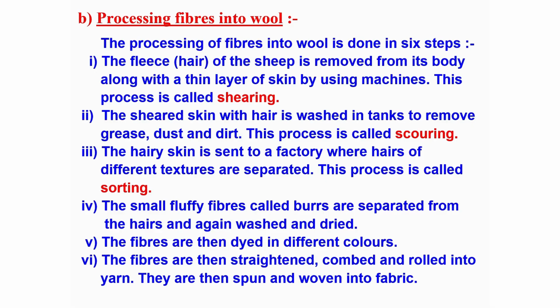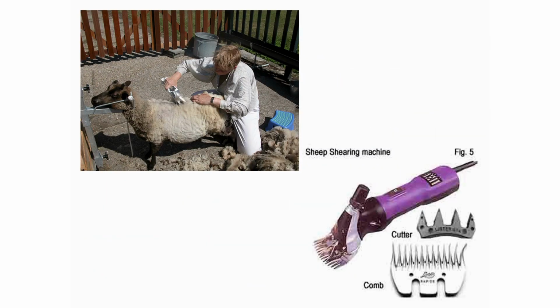The hairy skin is then sent to a factory where hairs of different textures are separated. This process is called sorting. The small fluffy fibers called burrs are separated from the hairs and again washed and dried. The fibers are then dyed in different colors. The fibers are then straightened, combed, and rolled into yarn. They are then spun and woven into fabric. This is the sheep rearing machine.